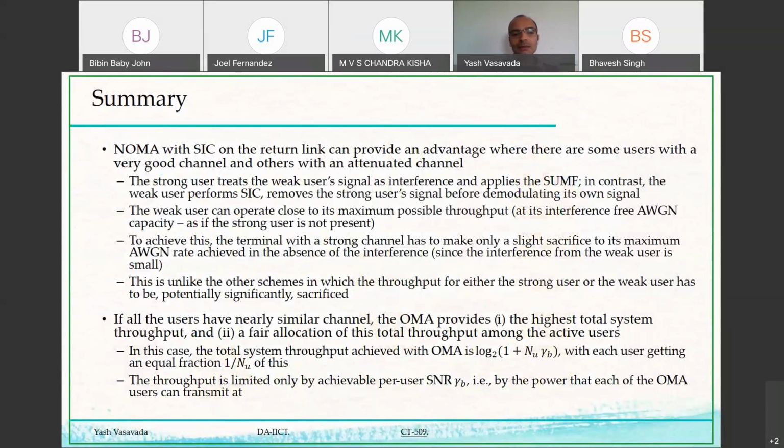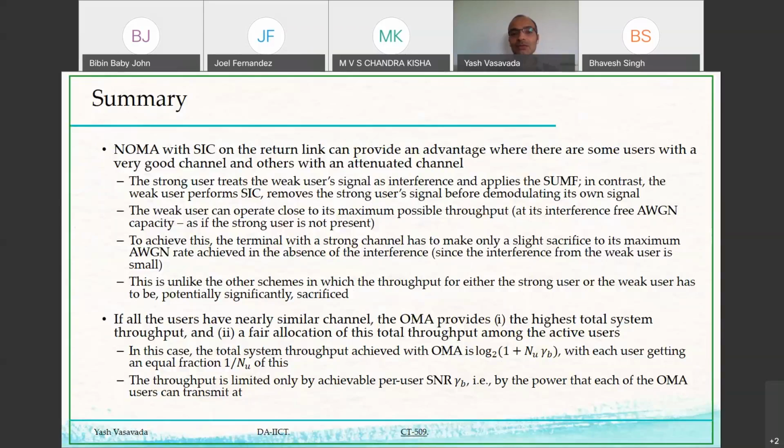So in summary, on the return link, non-orthogonal multiple access can provide a system capacity advantage, especially in the case when the near-far effect is present. And a good strategy would be that the user which is closer to the base station, in the decoding order of the SIC, will be the first user to be decoded. It will just apply the regular single user matched filter.